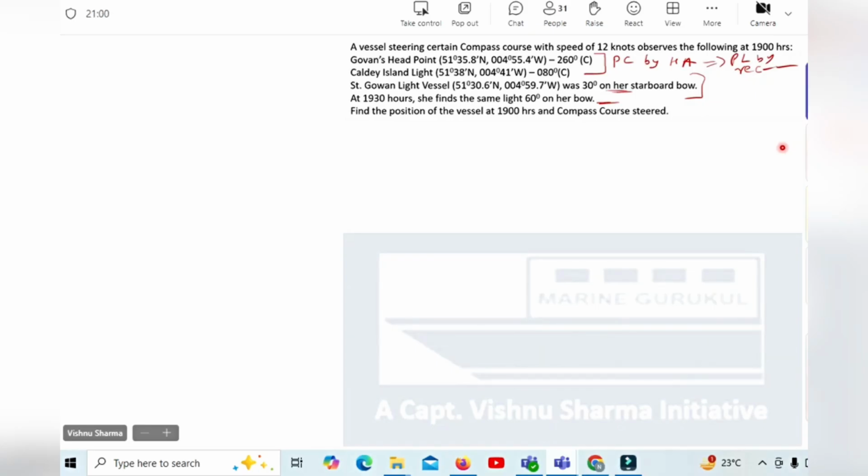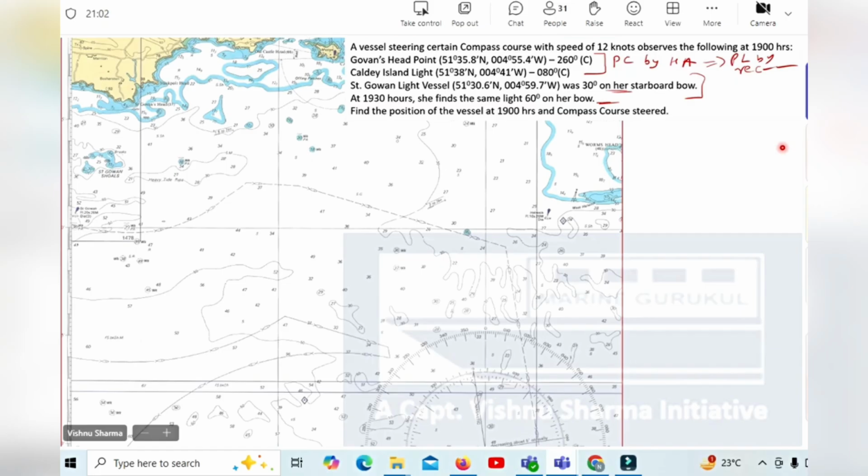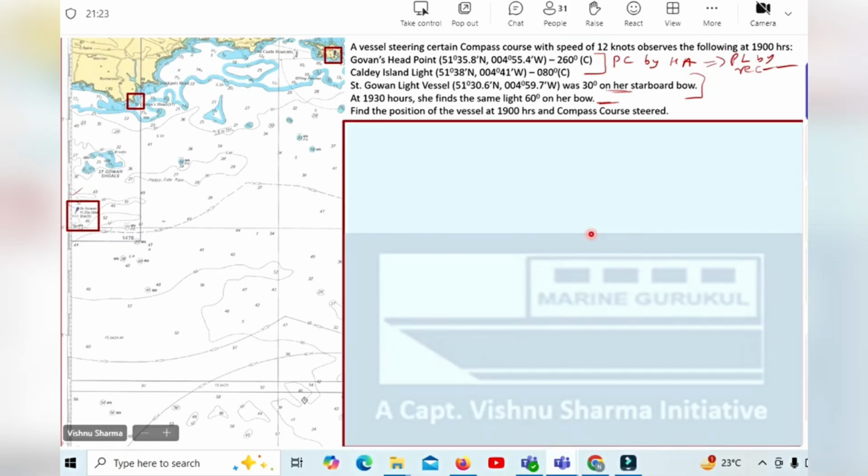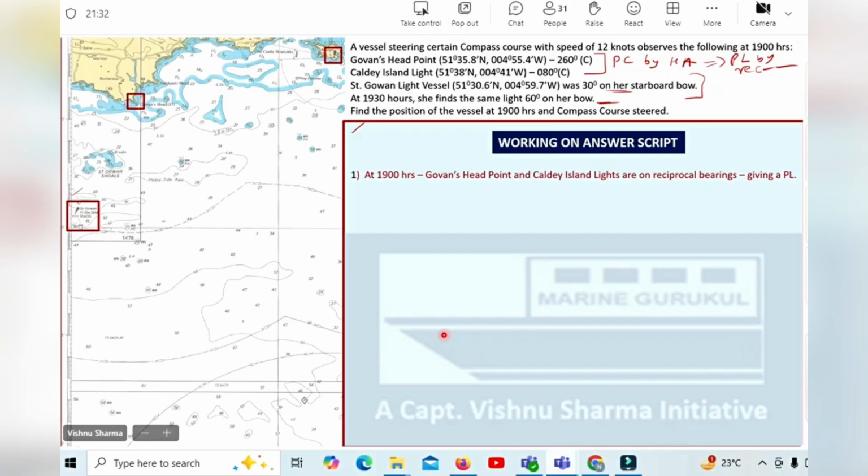So there is a fair bit of drawing that you have to do on the answer sheet. See now this part. This is Saint Govan. You can see here, Saint Govan is here. This is Govan Head. And that's your, the third one, Keldy light. So you have the 3 points here. So what do you do first, guys? Whatever you're seeing in this blue box, you'll have to do it on the answer sheet. Okay, working on the answer script.